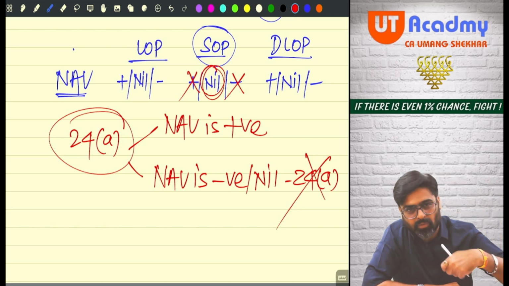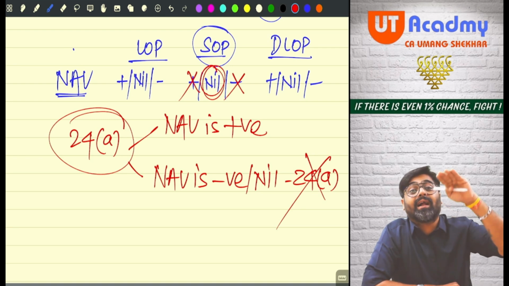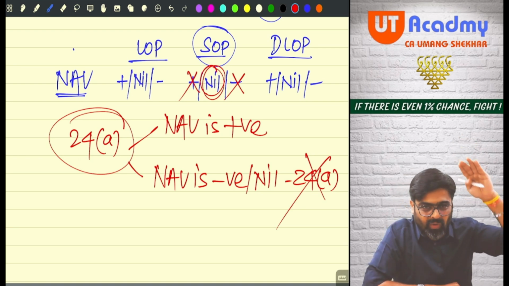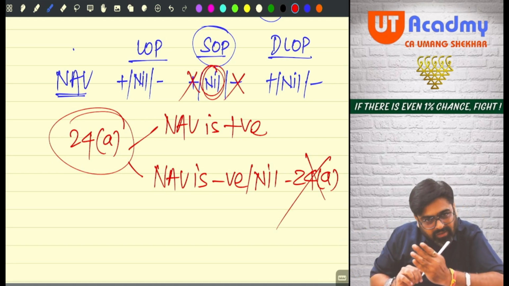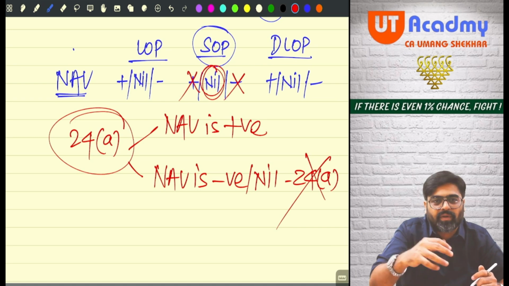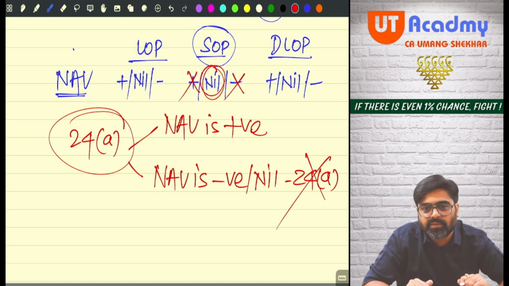So is the government going to pay you money? No. Under the head house property, whatever income you calculate, 30% of that income will be reduced. 30% will be allowed as a deduction. The balance income after taking 30% will only be charged.